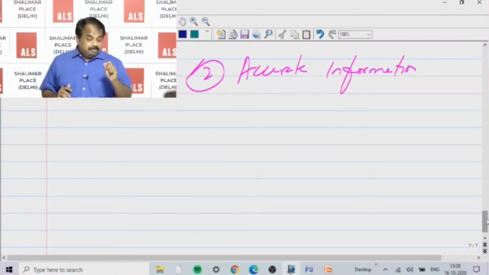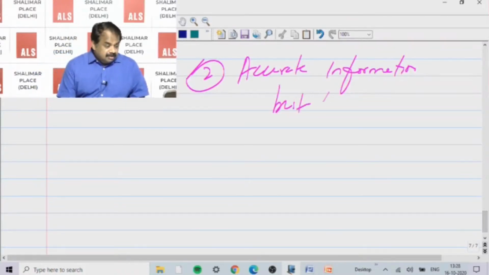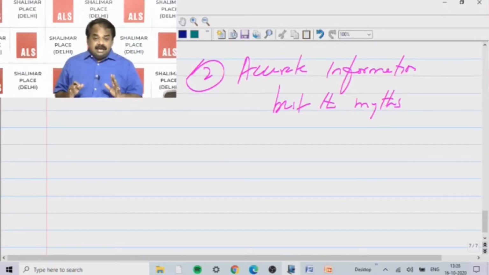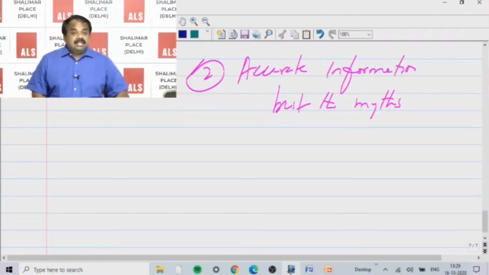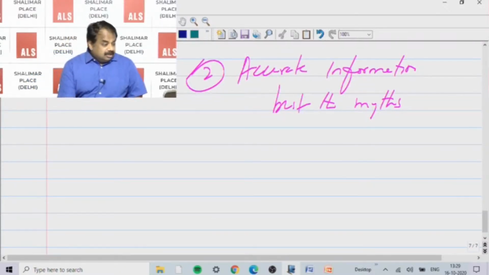It can bust the myths and the false propaganda, especially in the social media these days, because social media is very dangerous. You know it very well, right? And they are giving the accurate information. So the most reliable information.